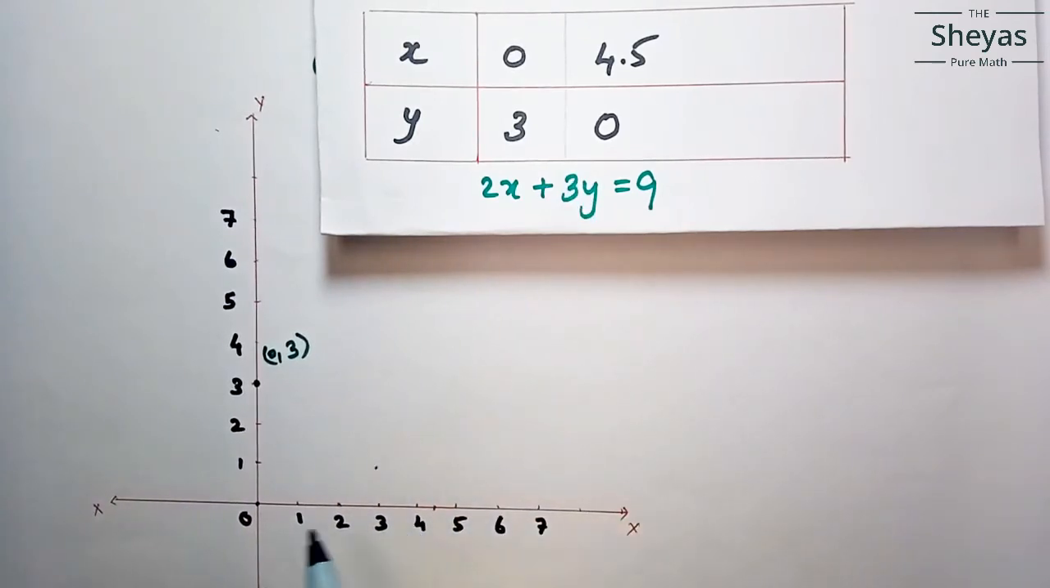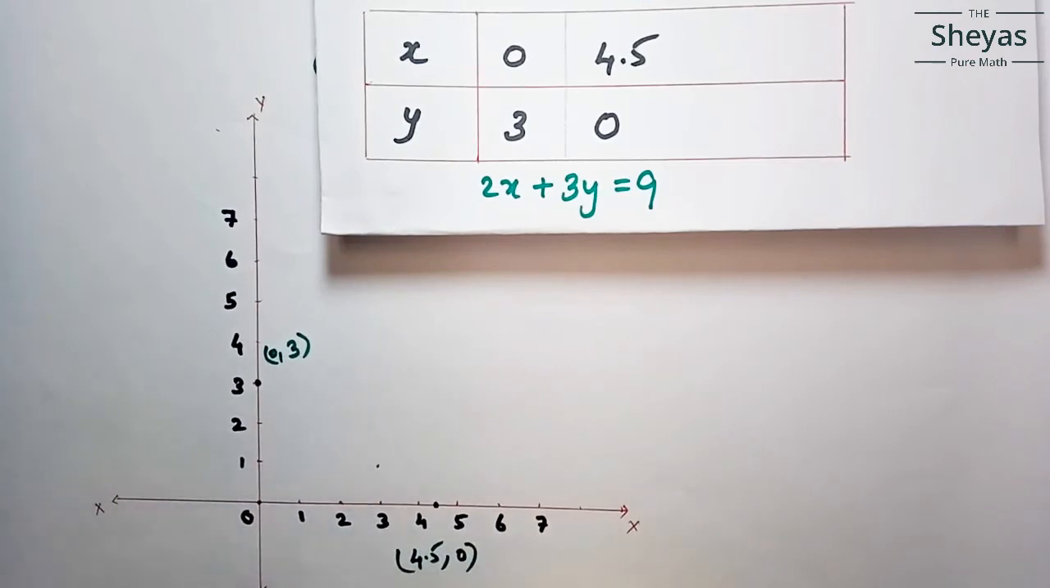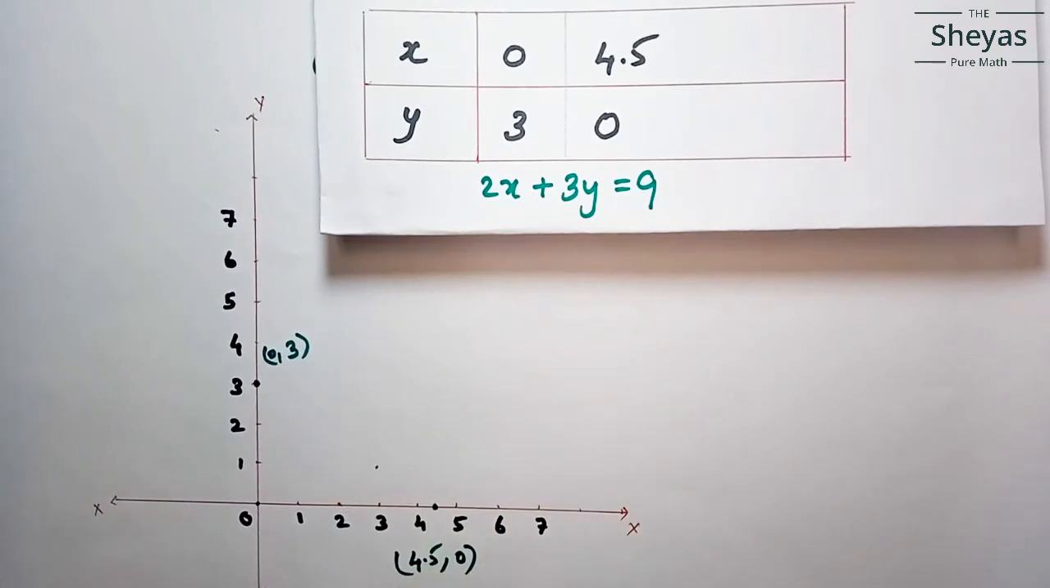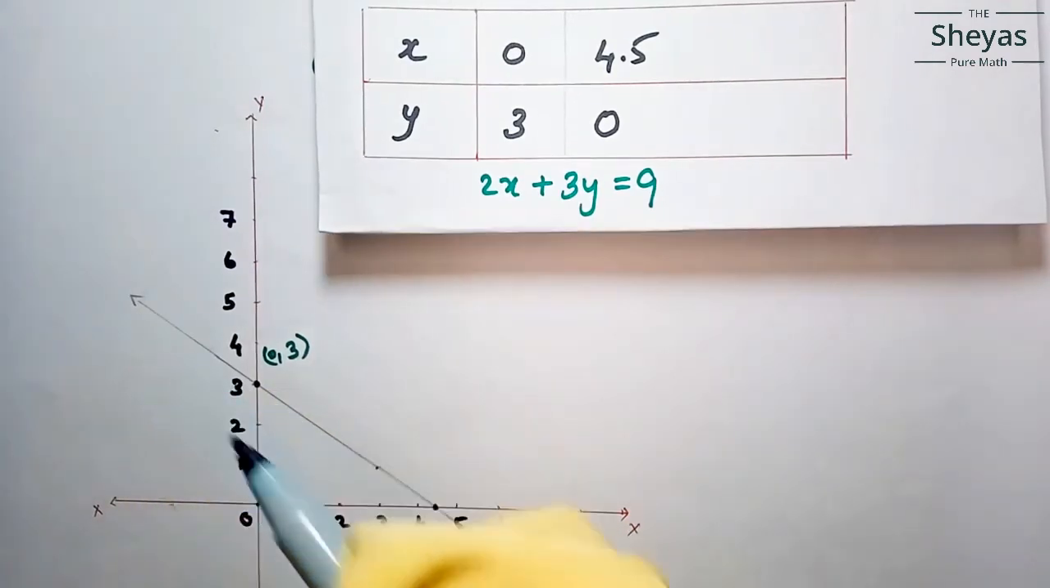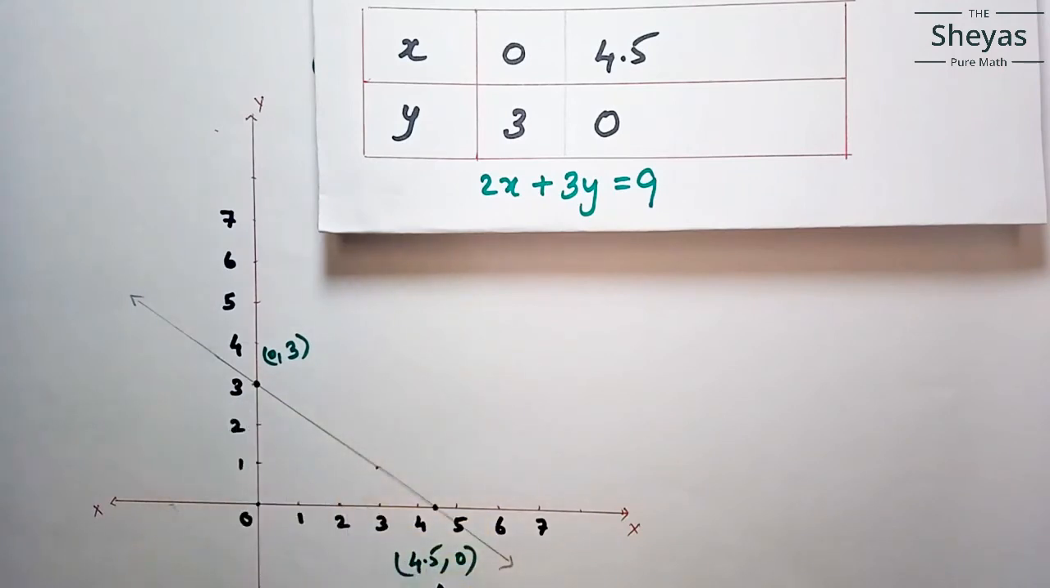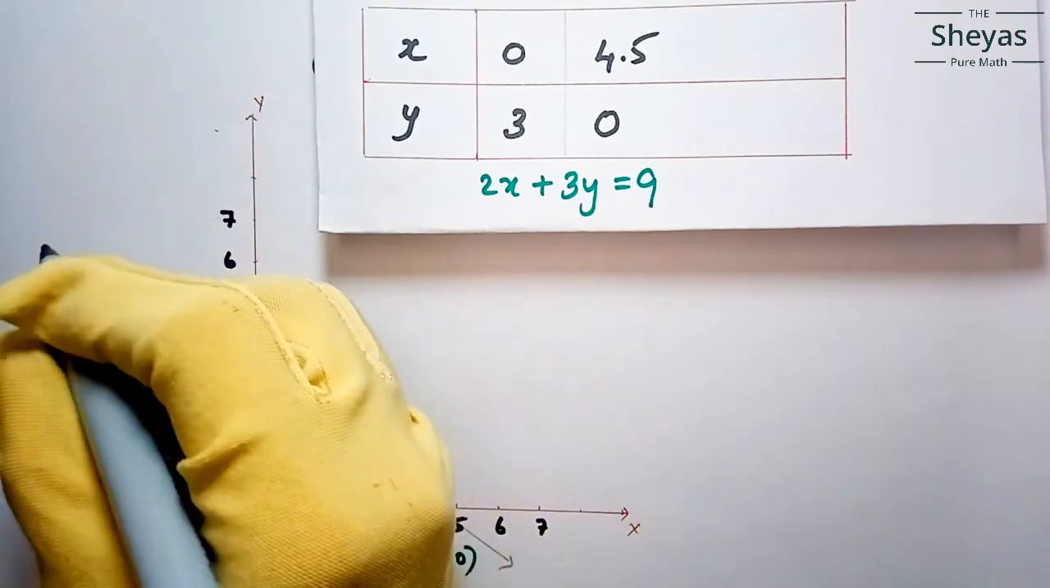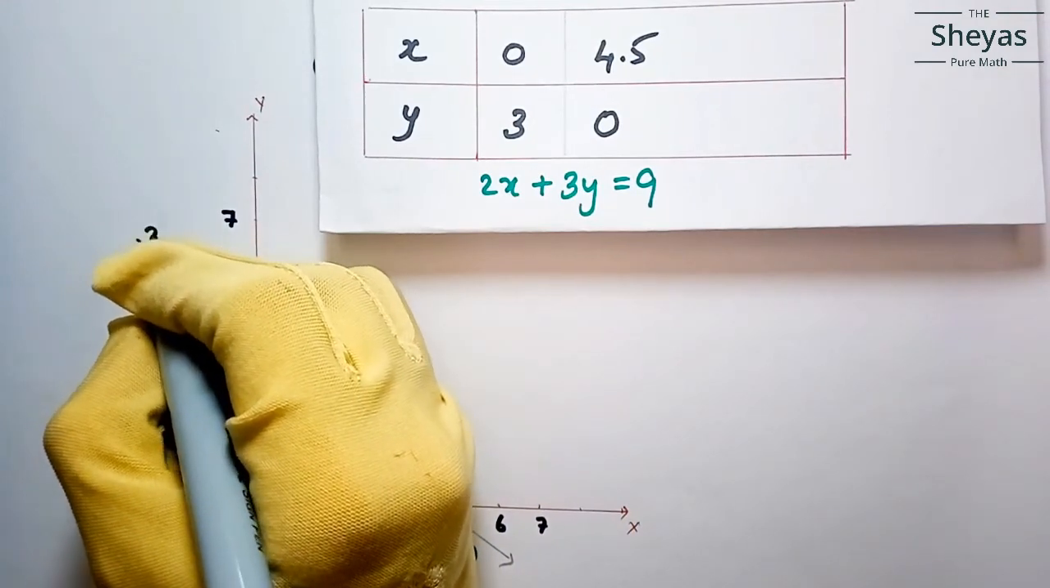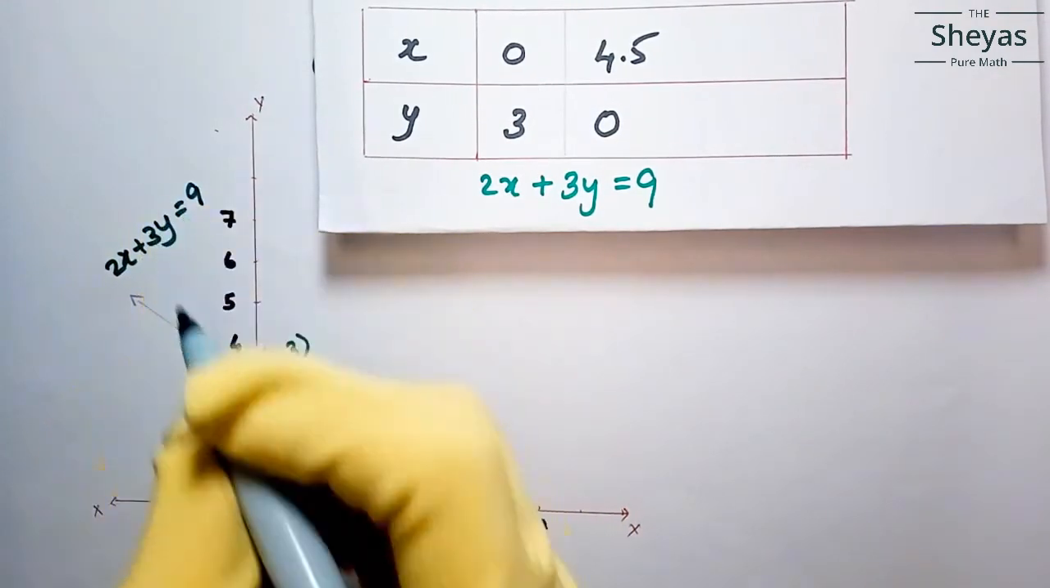Now what is the next point? 4.5, 0. So x value is 4.5, between 4 and 5. I am writing the point here, and the y value is 0. So this is the point 4.5, 0. Now we are going to join these two points 0, 3 and 4.5, 0. Now I have joined the points. So this is the line 2x plus 3y is equal to 9.